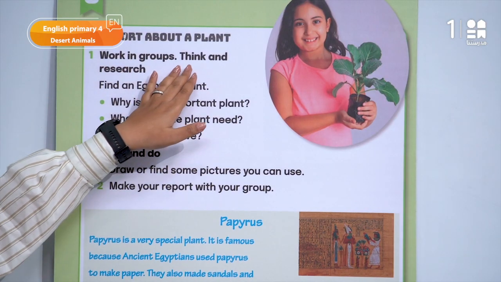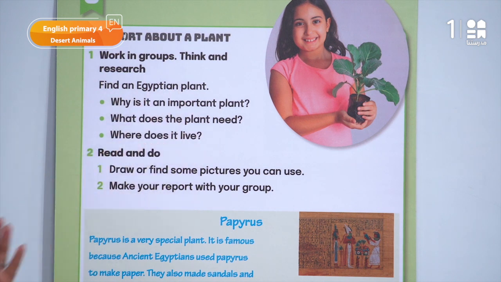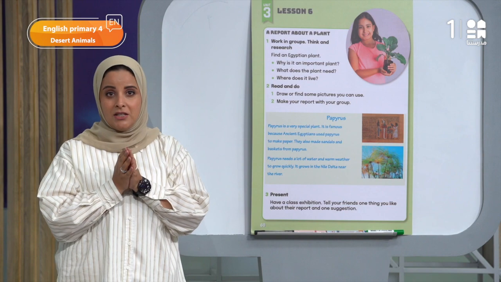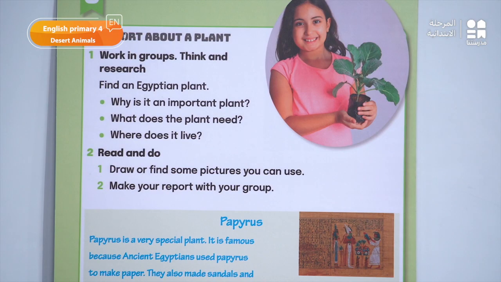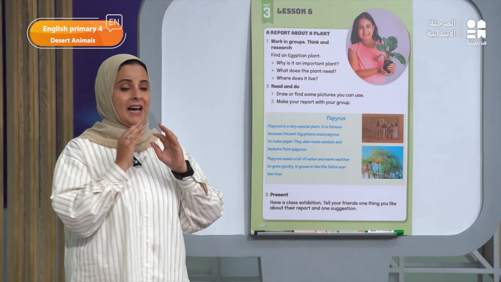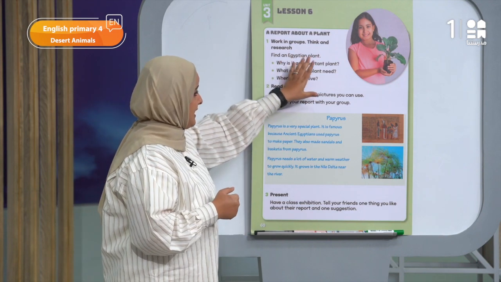Working groups, think and research. Find an Egyptian plant. You have to answer the 3 questions in your report. يبقى ال 3 bullet points here هما البلان بتاعتي اللي احنا اتكلمنا عليها من شوية علشان لما اجي اكتب الريبورت بتاعي اجاوب على الأسئلة اللي موجودة دي.